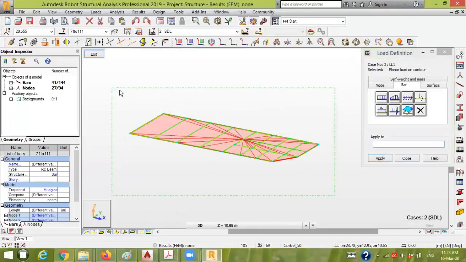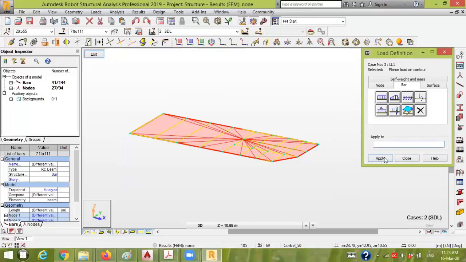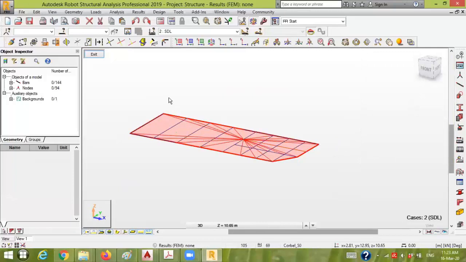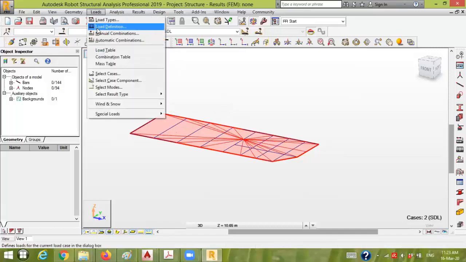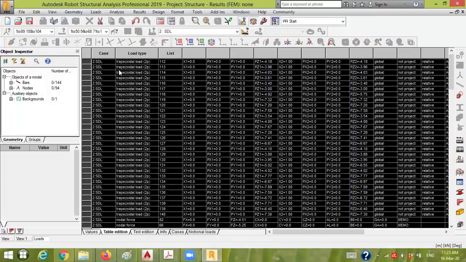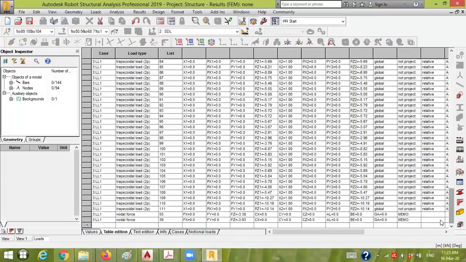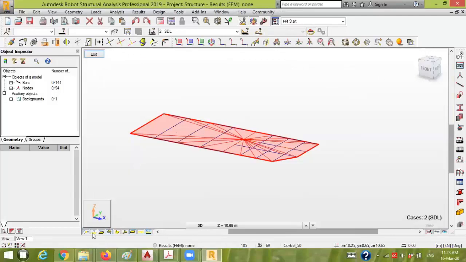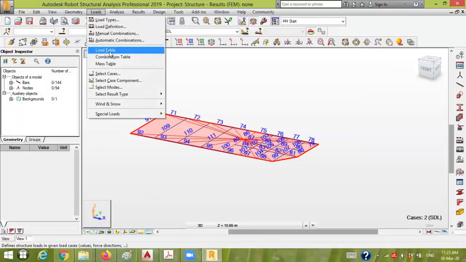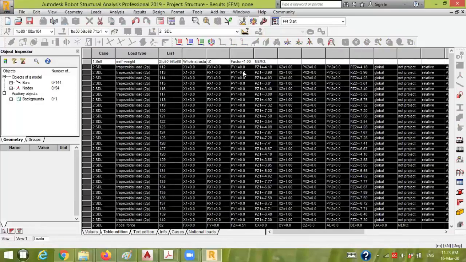-3, 48, 29, 51. Along Z, apply to all. So sometimes we have some troubles. To be sure, I suggest to check in the load table that you don't have any defined load. For example, check if you have a load on node 71, to be sure that we didn't define any load.